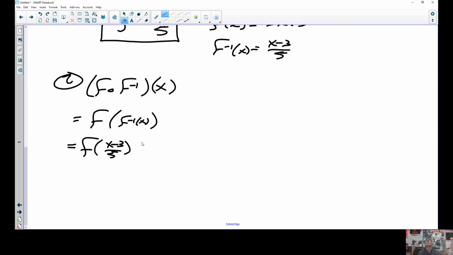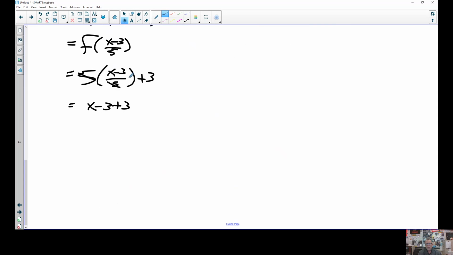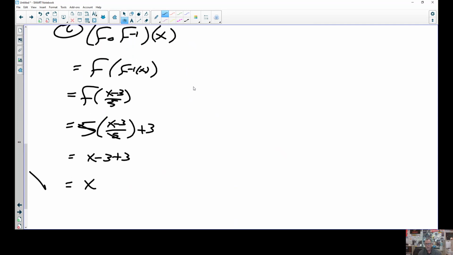That means I plug this into f of x. So I need 5 times this thing plus 3. So what happens? 5 times this, these cancel, right? Because this is 5 over 1 times something over 5. That cancels, leaving me x minus 3 plus 3. And you need to show this, guys. You need to show each step in this. And that means it's x. So we've got a check mark here. First thing, prove true, that f of f inverse gave us x. We're not done, though. We have to prove both directions.